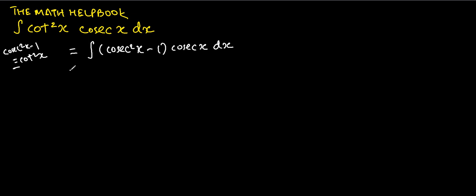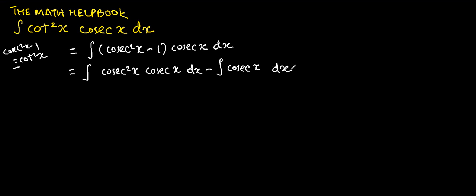So the next step is that we will expand the whole equation out, so this becomes the integration of cosecant square x cosecant x dx minus the integration of cosecant x dx. Right, so there are two integrations to solve. One is the integration of cosecant square x cosecant x dx, minus away the other integration, which is the integration of cosecant x dx.